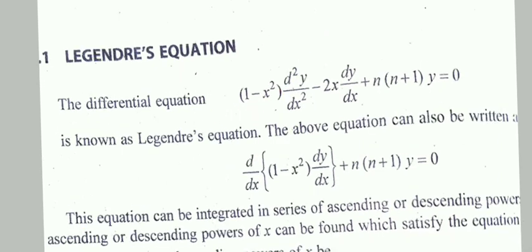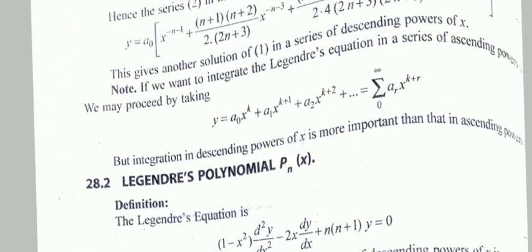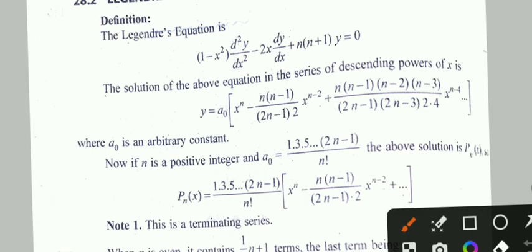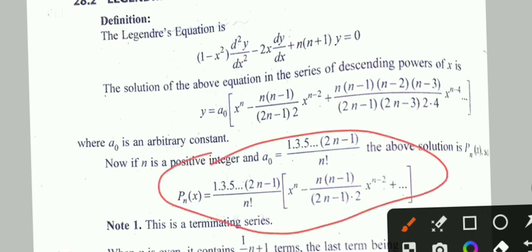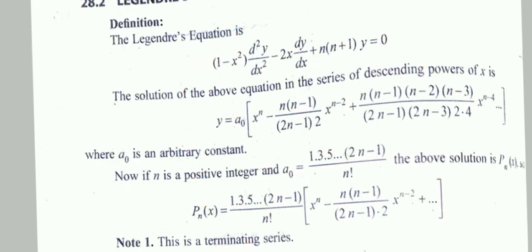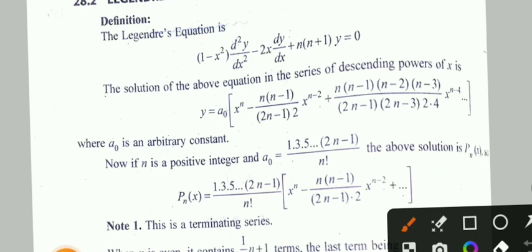Let's discuss what the Legendre polynomials are. There are two types of Legendre polynomials. The first one is Pn of x equals 1·3·5···(2n minus 1) divided by n factorial, into x to the power n minus n(n minus 1) by 2(2n minus 1) into x to the power n minus 2, plus and so on. This is not a very important equation because it is derived from the main equation, and it is never asked in your exam, even in your semester exam.